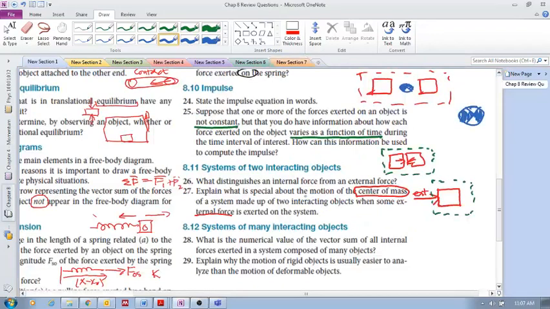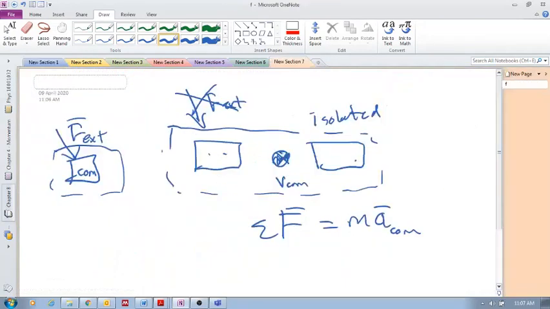I hope you get that. So what was the question? What's special about the motion of the center of mass? When an external force is applied, it accelerates. Okay?